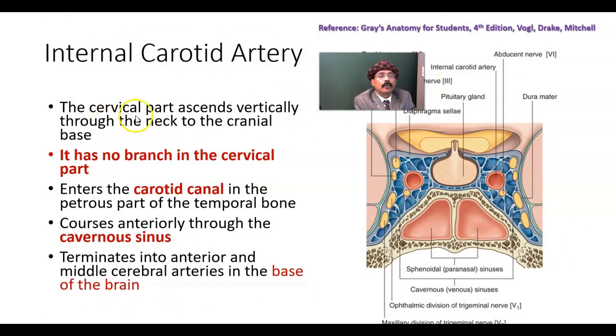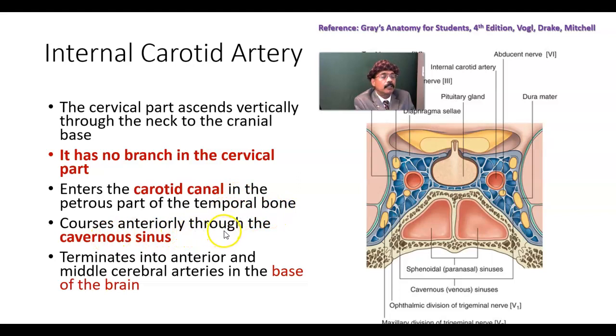The cervical part ascends vertically through the neck to the cranial base, to the base of the skull. The internal carotid artery has no branch in the cervical part. It enters the carotid canal in the petrous part of the temporal bone. So it enters the carotid canal. That canal is present in the petrous part of the temporal bone.